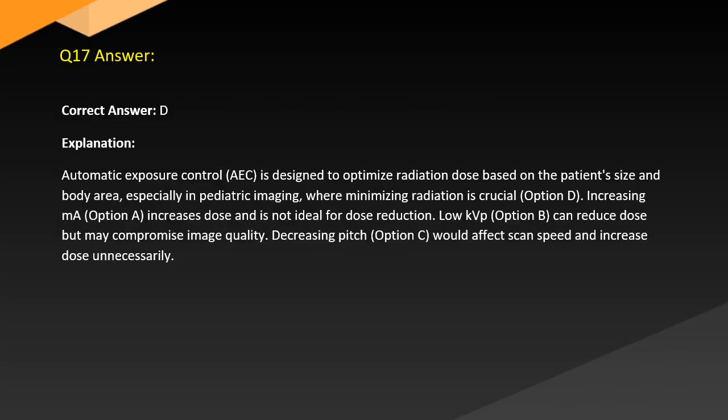Answer. Correct answer: D. Explanation. Automatic exposure control is designed to optimize radiation dose based on the patient's size and body area, especially in pediatric imaging where minimizing radiation is crucial. Option D. Increasing mAs, option A, increases dose and is not ideal for dose reduction. Low kVp, option B, can reduce dose but may compromise image quality. Decreasing pitch, option C, would affect scan speed and increase dose unnecessarily.